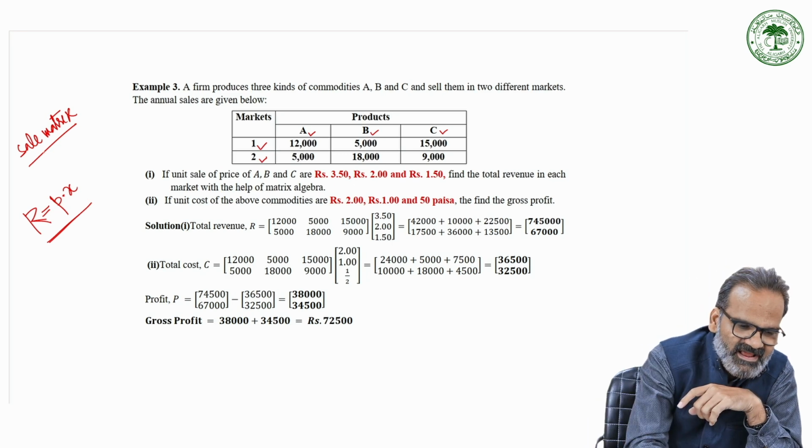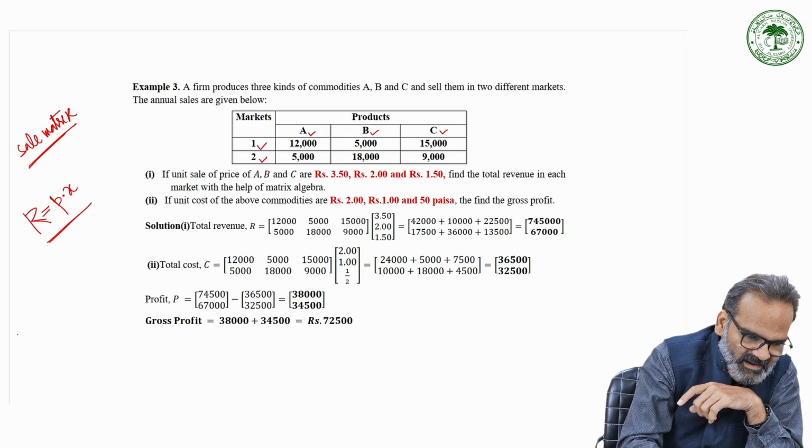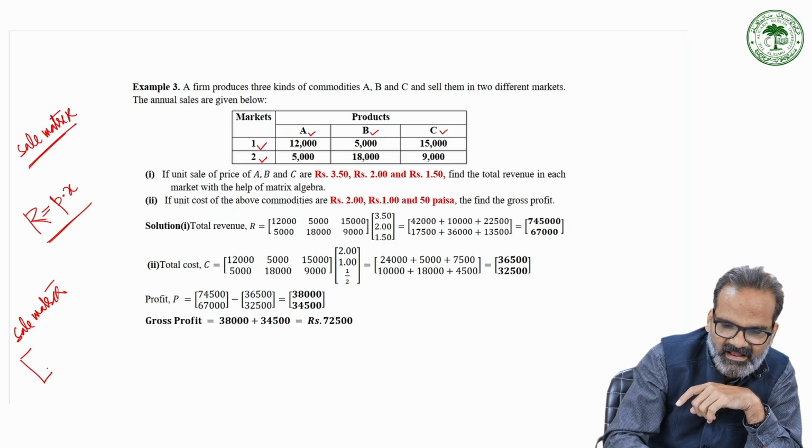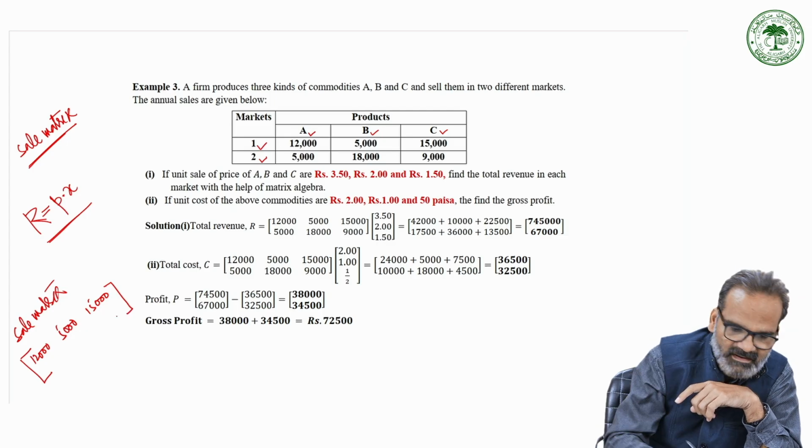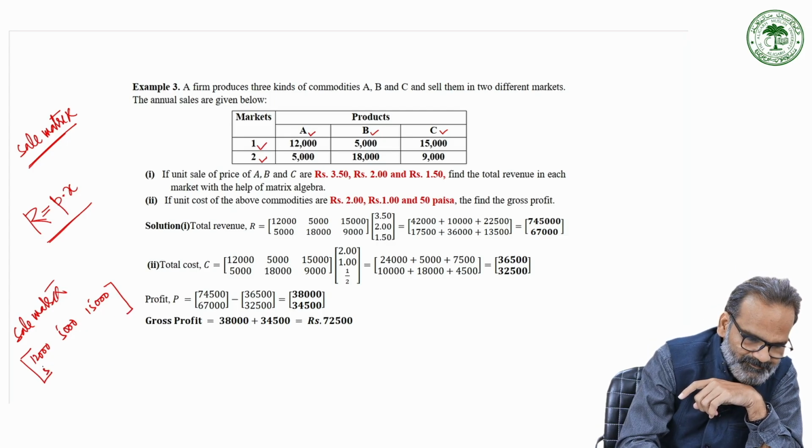So what is the sale matrix here? The sale matrix is being represented as 12,000, 5,000 and then 15,000, right, for market 1 for these three commodities, and for market 2 it is 5,000 and then 18,000 and then finally it is 9,000.